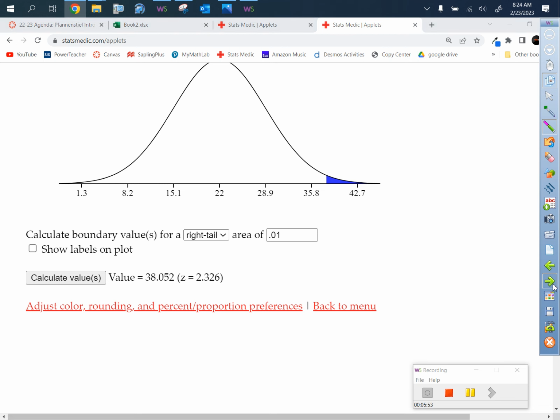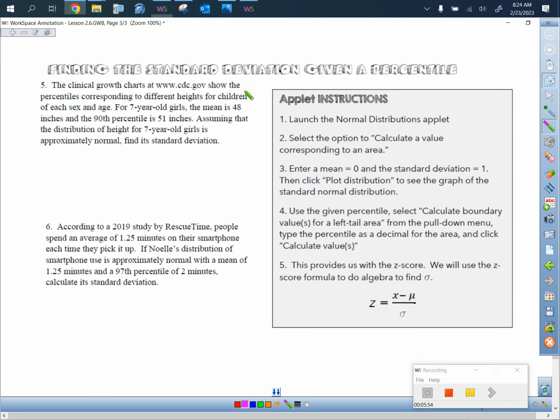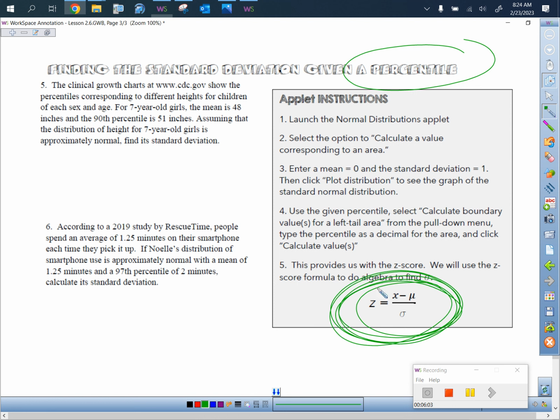When we go to the other thing that they ask us, they say to find the standard deviation given a percentile. So they're going to give me the percentile. What we need is this formula. You might even circle it. That's our z-score formula. We've used it before, but now it's on another worksheet. And this is a little trickier to set up. We're going to totally cheat the system using the applet.